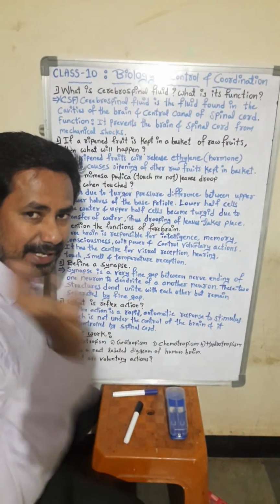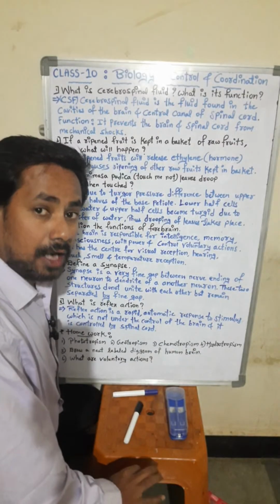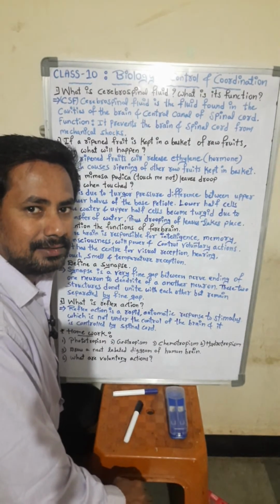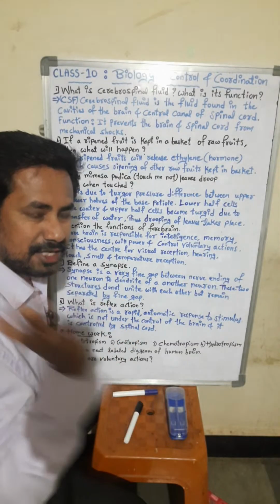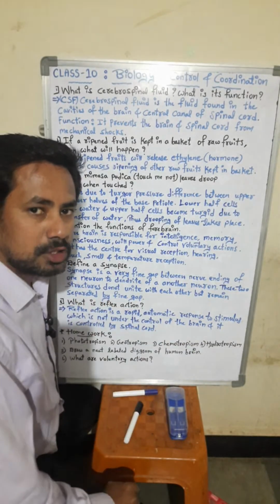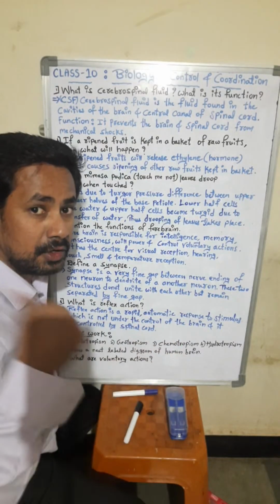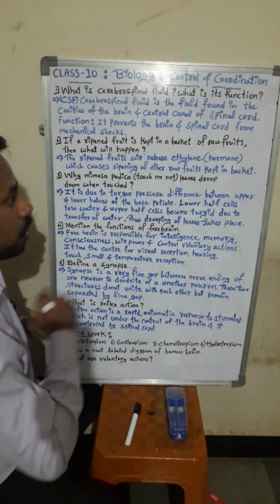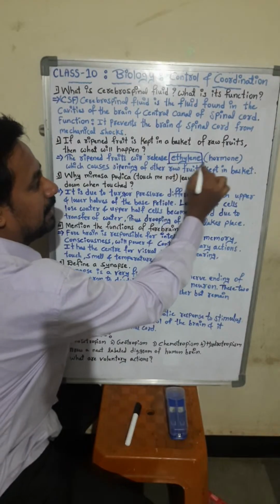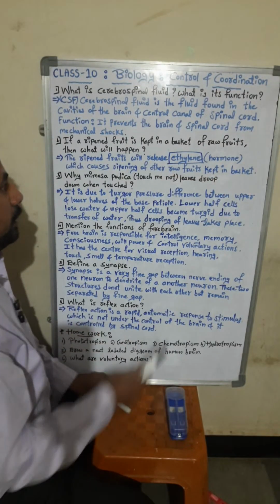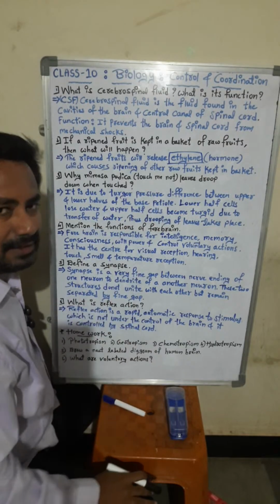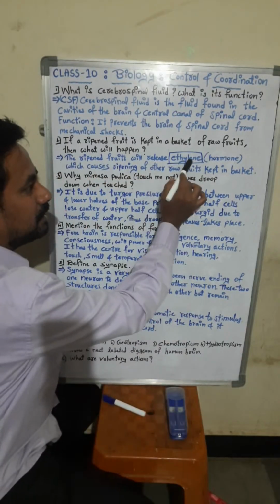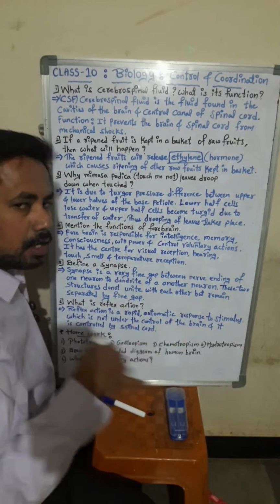If we keep the ripened fruit with raw fruits, all the raw fruits will turn into ripened fruits. They get ripened. When we keep a ripened fruit with raw fruits, all the raw fruits also ripen. Why? Because a chemical, a hormone, is released, students. It is ethylene, present in the ripened fruit. This hormone, ethylene, that the ripened fruit releases will make the other raw fruits also ripen.